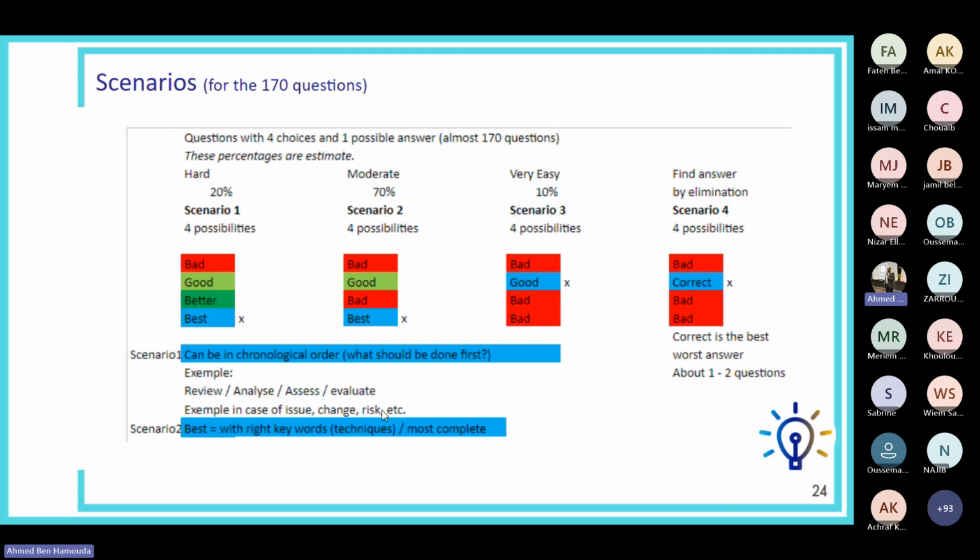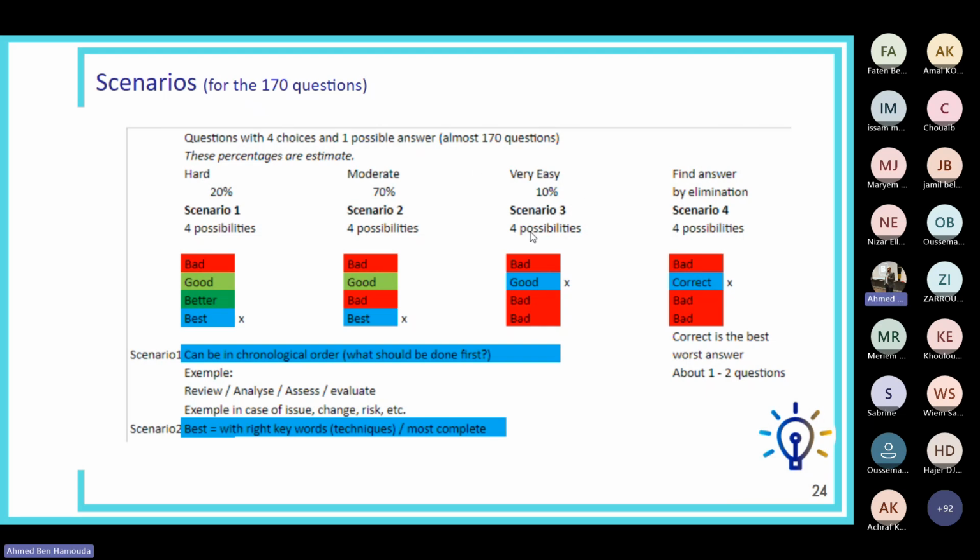A lot of people who went through these scenarios told us that it really helped them answer a lot of questions in the exam, and they passed successfully and got their certification. There is another scenario which we call scenario three. And these are the very easy questions. They're not too many, okay? Now, again, it depends on your luck on the exam day. But let's say there are not too many.